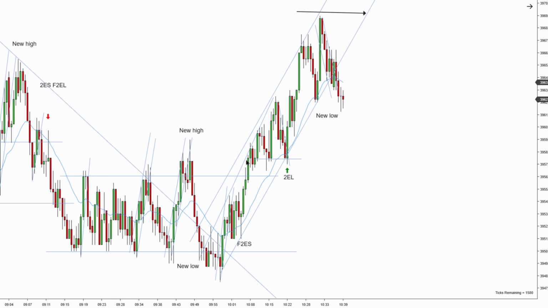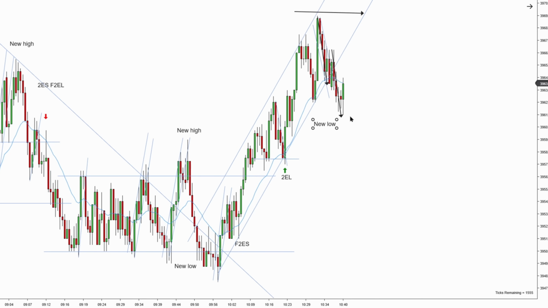I'm just going to temporarily delete this. Seamless uptrend, break, new low, first leg down, pullback, second leg down, and we have a second entry long.